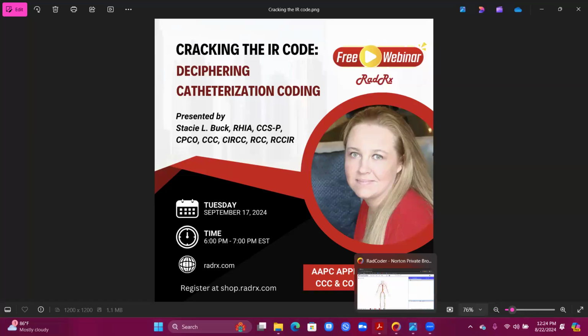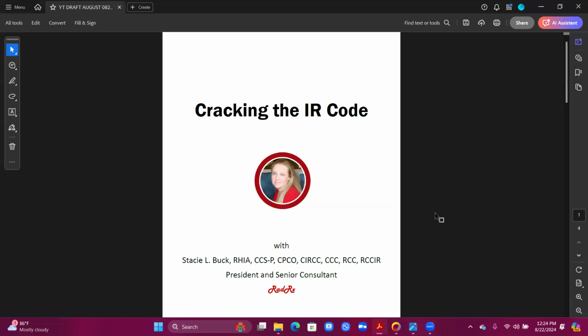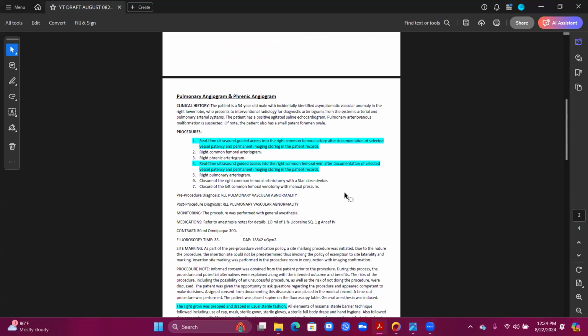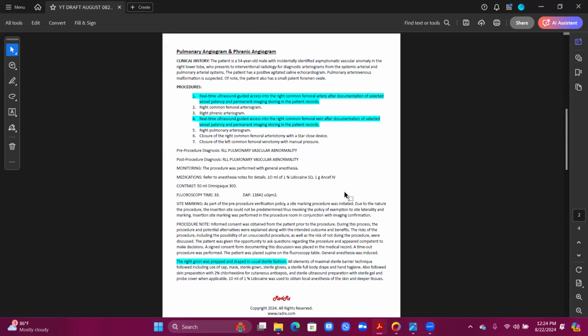So let's get into our case study for this week. I chose a case with diagnostic angiography, specifically with a pulmonary angiogram and a phrenic angiogram, because from time to time I get questions on coding for phrenic angiography. So that is one of the reasons why I picked this case. So let's take a look at what we have.